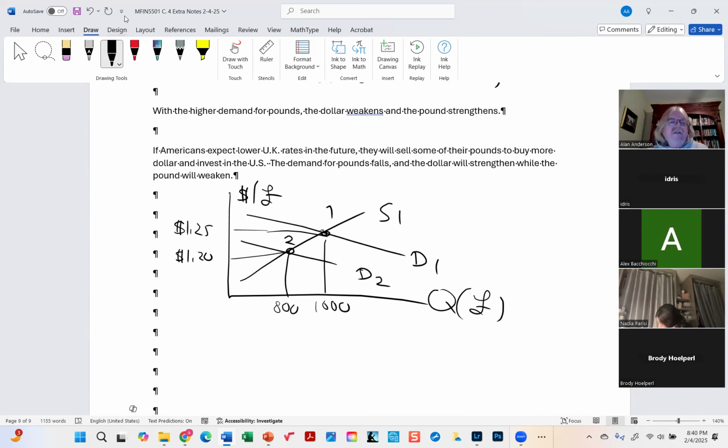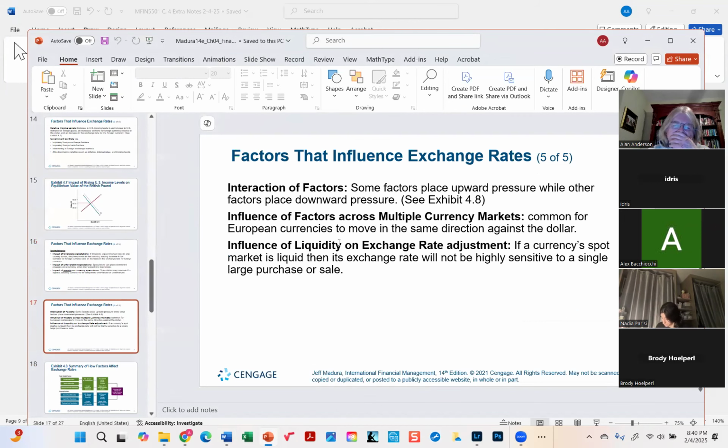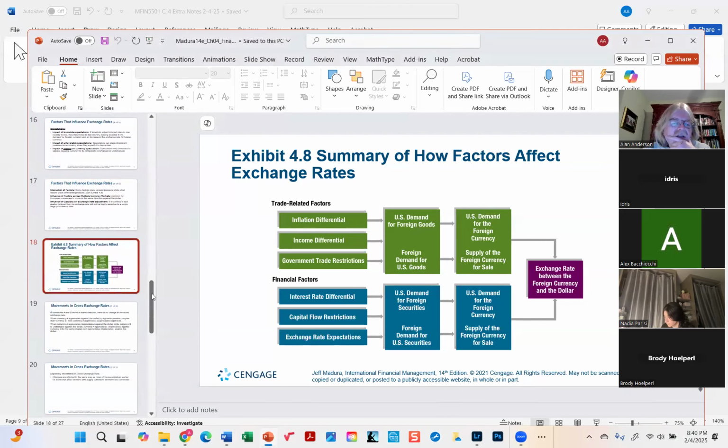So I think that covers all the factors, or at least the ones in this book. There could be others. So here they're showing you a summary of what all this is about. The trade related factors are inflation, income differentials, government trade restrictions. The financial factors would be interest rate differential, capital flow restrictions. We didn't mention that one. Sometimes governments put restrictions on how much foreigners can invest in a country. And then expectations affect supply and demand, and that will ultimately determine the equilibrium exchange rate between that country and the dollar.